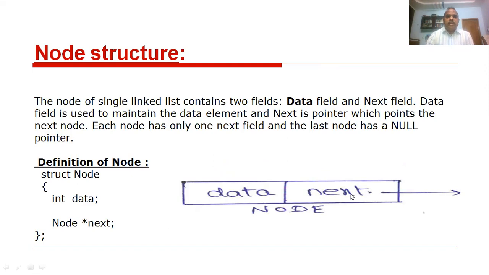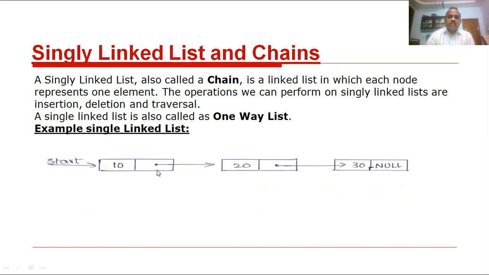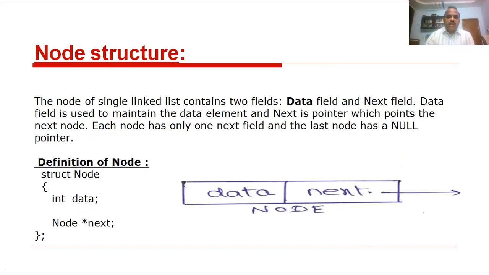The data field is used to maintain the data element, and the next field is a pointer which points to the next node. Clear, all of you? Each node has only one next field, and the last node has a null in its next field. Clear?